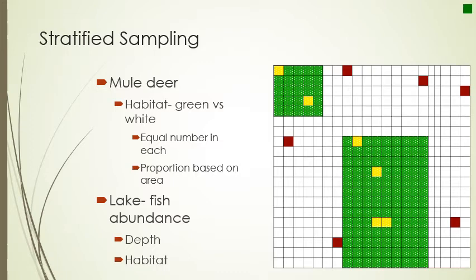Other examples of where you might stratify is if you're looking at fish abundance in some lake, you may stratify the lake by depth and sample areas of shallow depth in some specific way, and areas of greater depth in a different way. You may separate it by habitat if there's some vegetation in the water that fish may or may not be associated with, and you may want to stratify by that. Again, the overall goal here is to try to decrease the variance of your overall estimate.